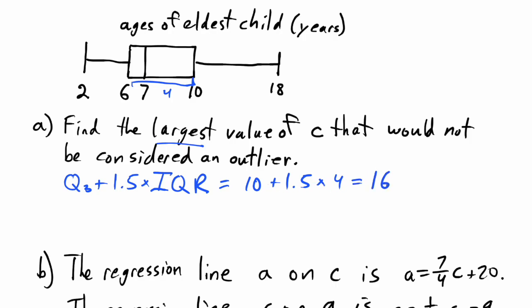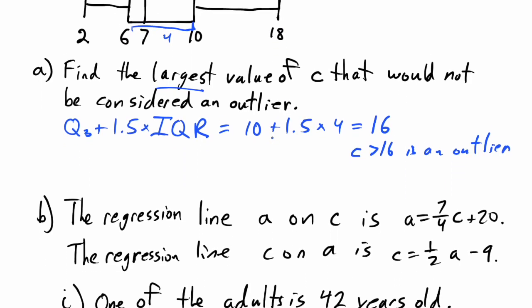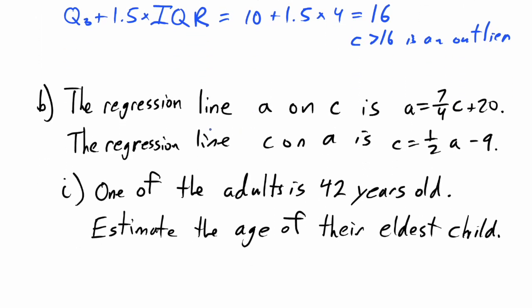Okay, so anything bigger than 16 would be an outlier. So the answer is 16. I guess we could say C greater than 16 is an outlier. Okay, so obviously 18 would be an outlier. Alright, let's look at the next part.